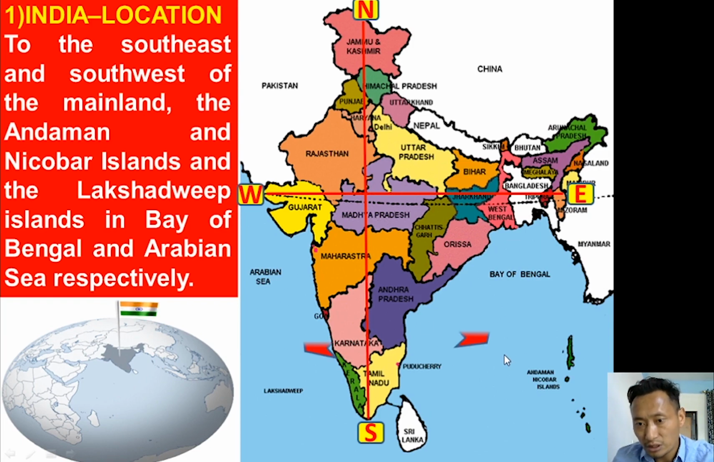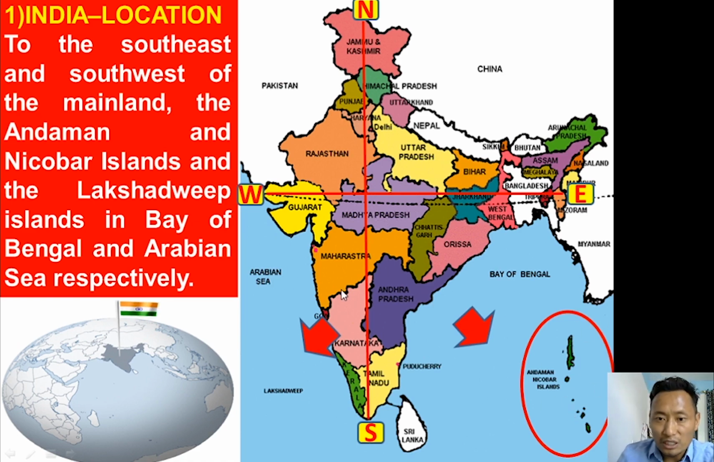To the southeast, we have Andaman and Nicobar Islands. These are a group of islands. To the southwest, we have another group of islands, that is Lakshadweep. So Andaman and Nicobar Islands are located to the southeast of the mainland, and Lakshadweep Islands are located to the southwest. Andaman and Nicobar Islands are a group of islands located in the Bay of Bengal.